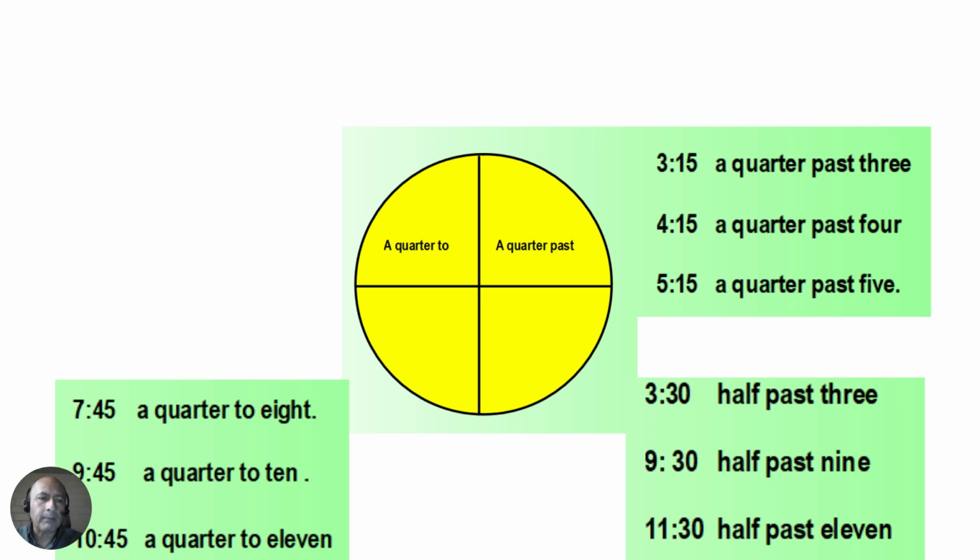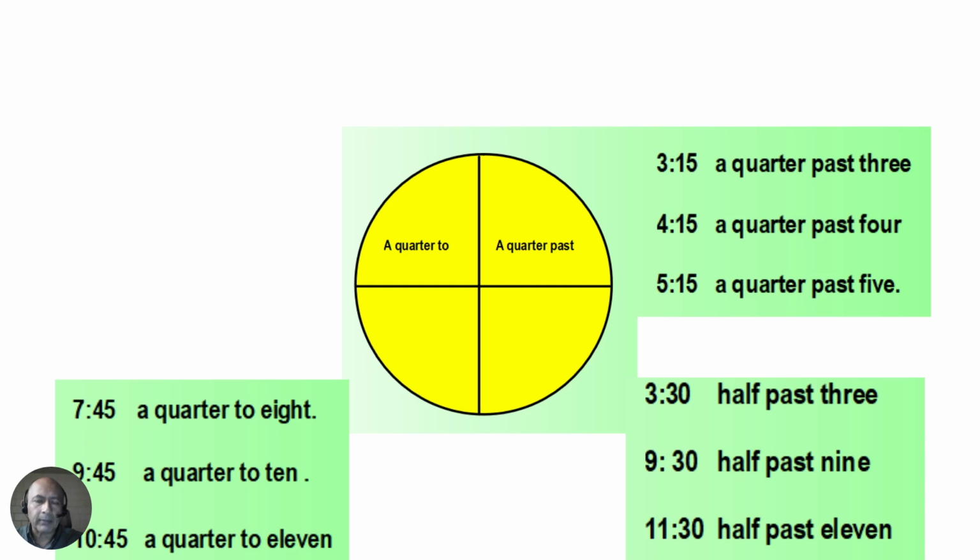In the next example, what would be the next hour? Yes, it would be 10. And how many minutes do we need? 15. A quarter, yes? So we're going to say a quarter to 10. And in the other example, we have 10:45. How many minutes do we need for the next hour? We need 15, a quarter, yes? So we would say a quarter to 11.